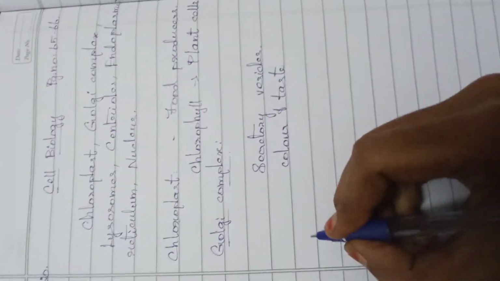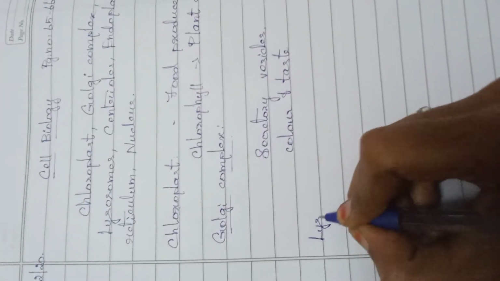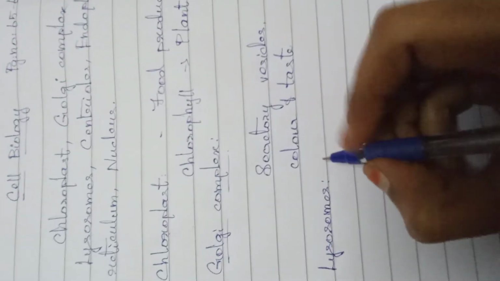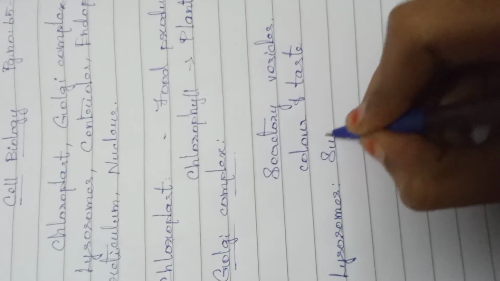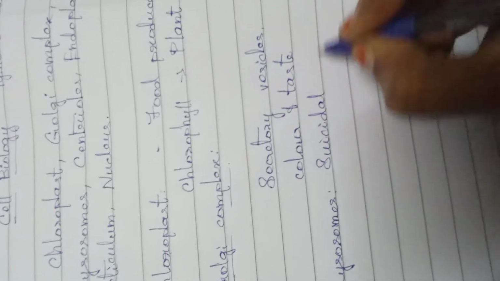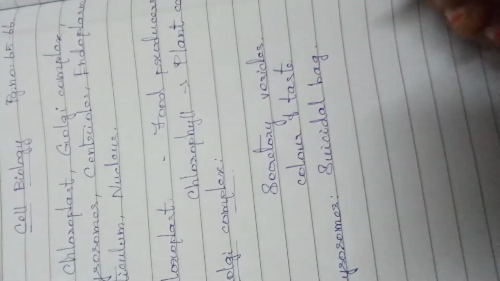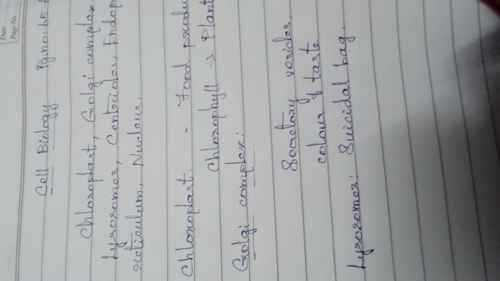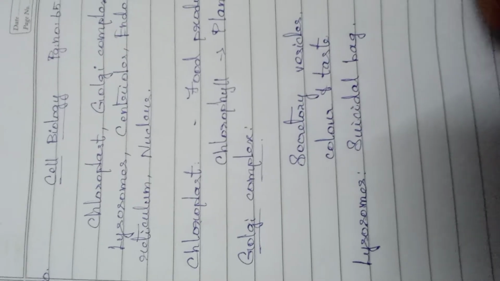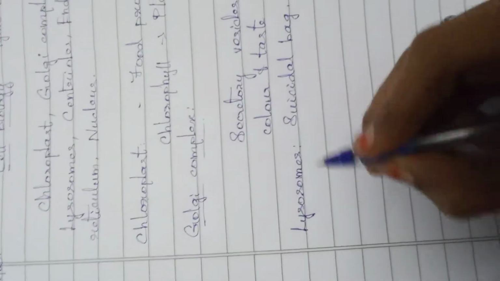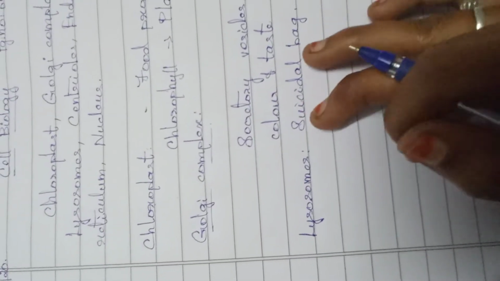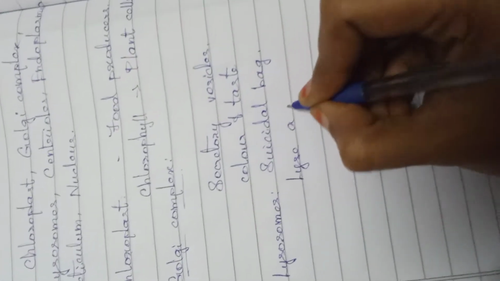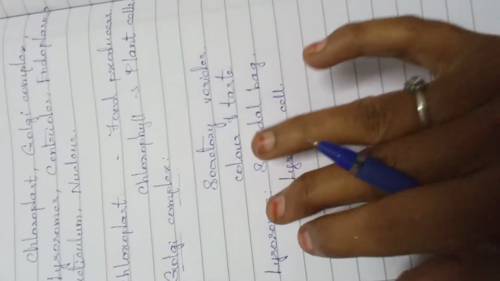And then the next one is lysosomes. What is the use of the lysosomes? The lysosomes are also called suicidal bags. What is the meaning of suicidal bag? These are very small digestive compartments of a cell, because they lyse a cell. If one cell is there, it will be digested by these lysosomes.